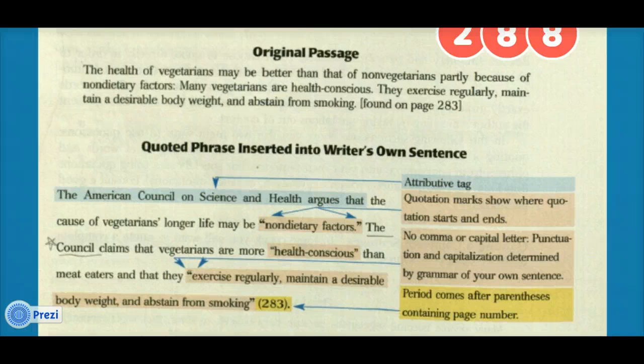So this is where you're not quoting an entire sentence, but maybe just pieces from a sentence. Notice that even though they're not quoting a huge long phrase, they're just using the phrase non-dietary factors, they're still putting that in quotes because it came directly from that source. Health conscious is another word choice item that they pulled directly from the source, so they put it in quotes. And then finally here at the end, they're setting up the sentence in their own words and then ending with the rest, so they don't start with a capital letter here, and then they finish off the sentence again with the period after the page number. So again, this is page 288 in your textbook. If you need more help with quotations or how to insert quotations, definitely go back and look at these pages.